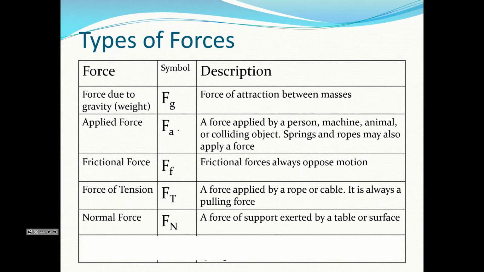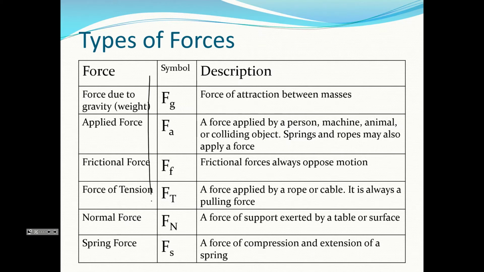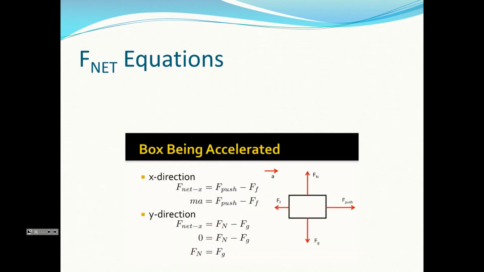Force normal is the force exerted by a table or a surface. To have a force normal, you need support by a table or a surface. The ground works, anything. And spring force is a force of compression or extension on a spring, and we're going to talk about that in a future unit. So mostly what we're sticking with is just these ones to start.